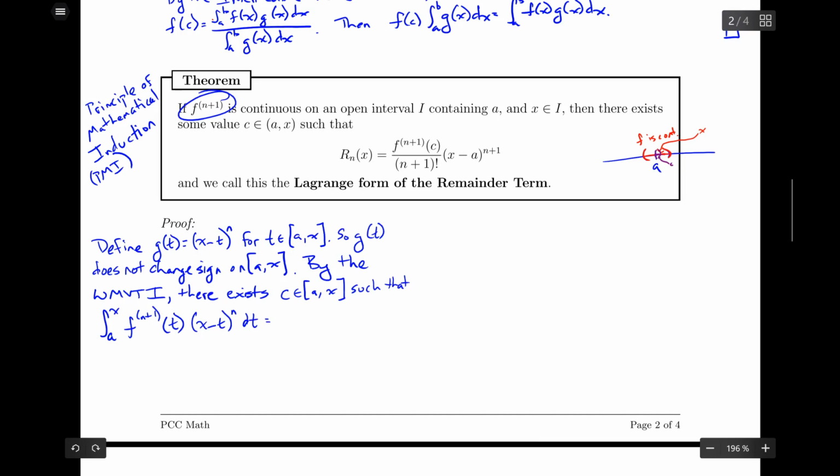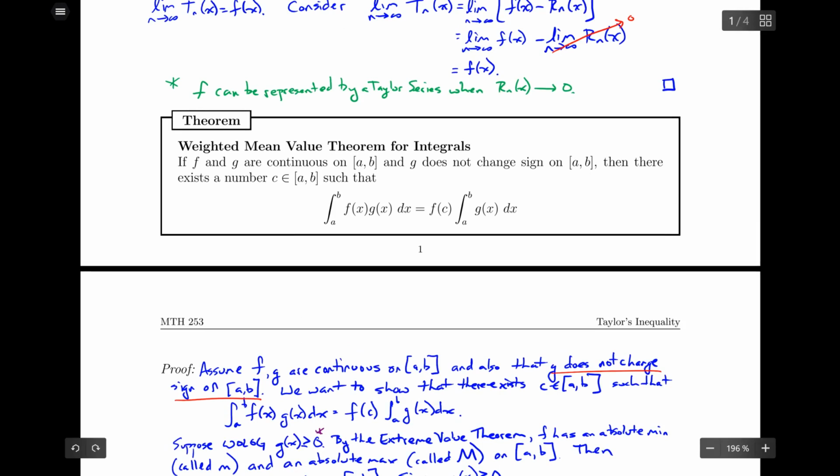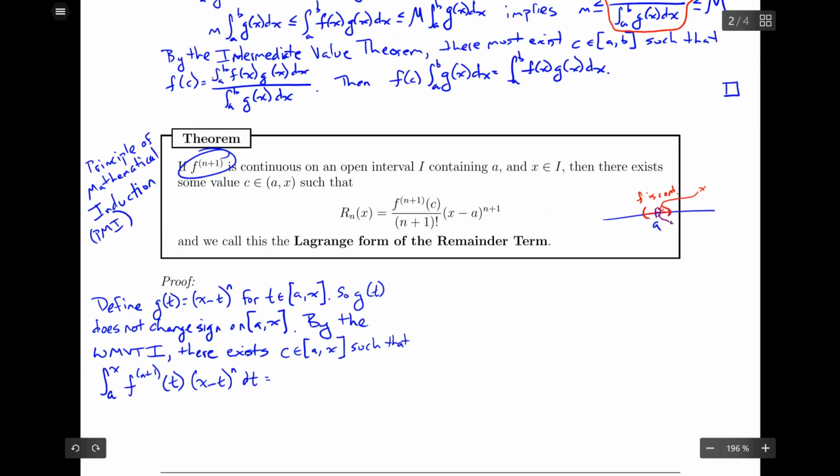This should be equivalent to, now, which function are we getting? f is the one that we are making sure that we plug in this value of c. So we're going to get an f to the n plus first. So this is the n plus first derivative at c. This is multiplied by the integral from a to x of x minus t to the power of n dt. This was from the weighted mean value theorem.